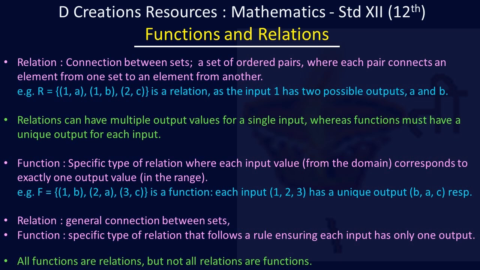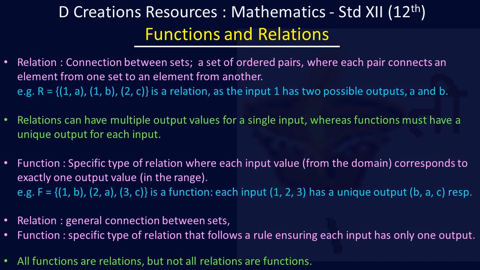Now to explain it in words again, relations can have multiple output values for a single input, whereas functions must have a unique output for each input. So a relation is a general connection between sets, but a function is a specific type of relation that is going to follow a rule ensuring each input has only one output. And obviously relations are usually denoted by R, while functions are usually denoted by F. So what you need to understand here is that all functions are relations, but not all relations are functions.